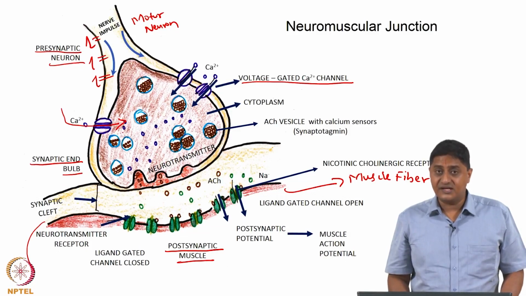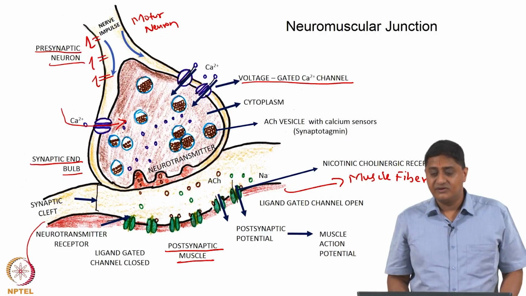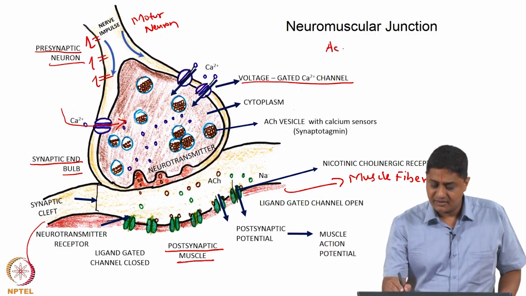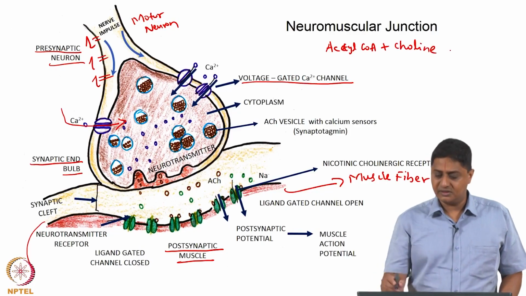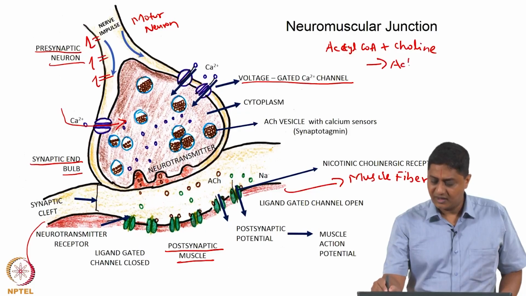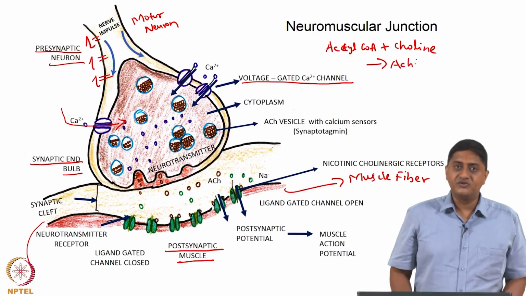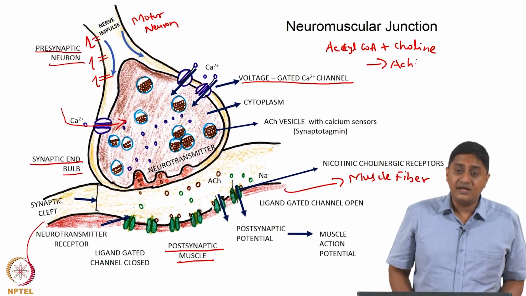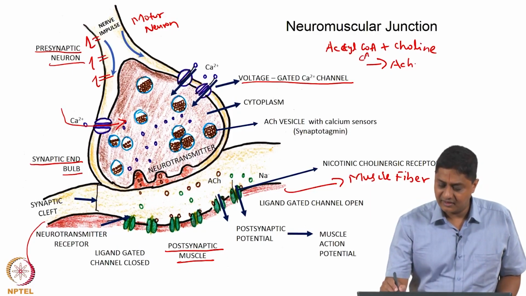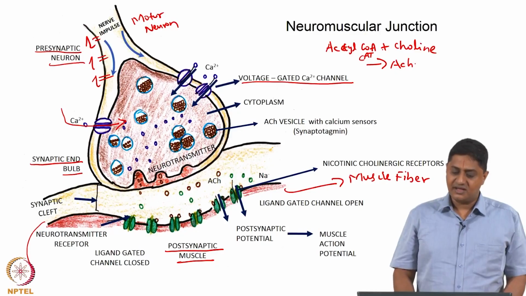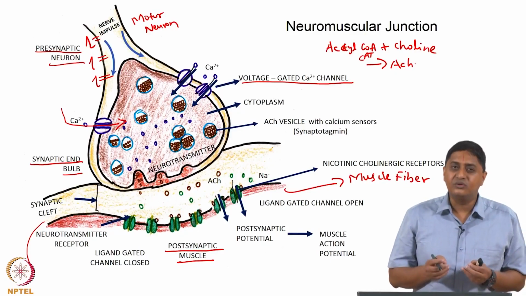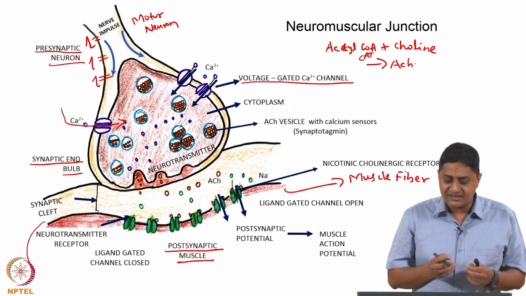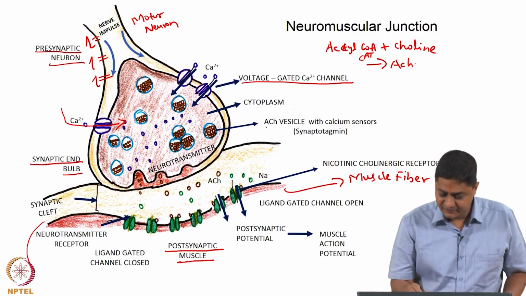Choline acetyltransferase synthesizes acetylcholine from two components: acetyl coenzyme A and choline. Both of these are combined together to produce acetylcholine. Who is producing this? The protein choline acetyltransferase. So, CAT. CAT is producing acetylcholine and it is packed into relatively small bags called vesicles.